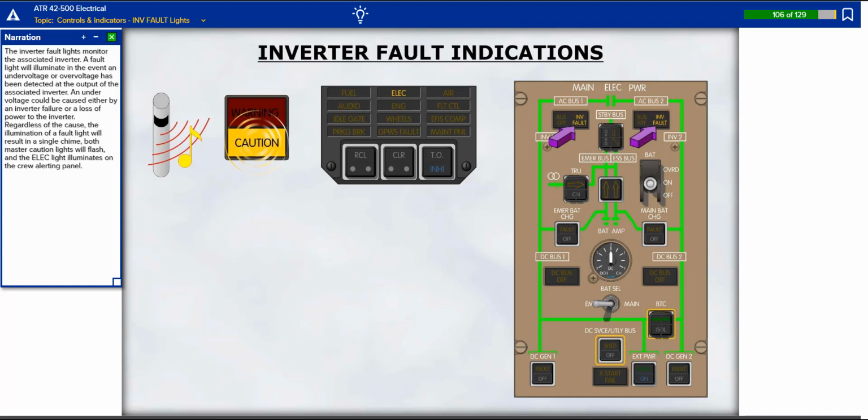The inverter fault lights monitor the associated inverter. A fault light will illuminate in the event an undervoltage or overvoltage has been detected at the output of the associated inverter. An undervoltage can be caused either by an inverter failure or a loss of power to the inverter. Regardless of the cause, the illumination of the fault light will result in a single chime, both master caution lights will flash, and the electric light illuminates on the crew alerting panel.